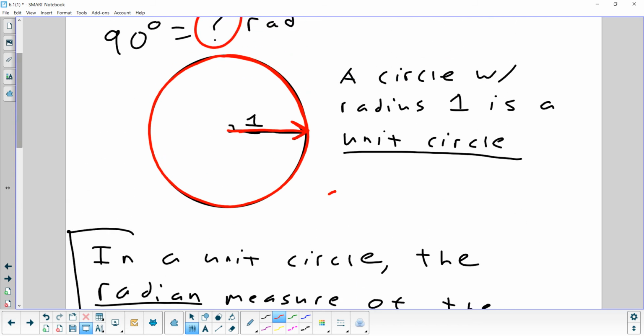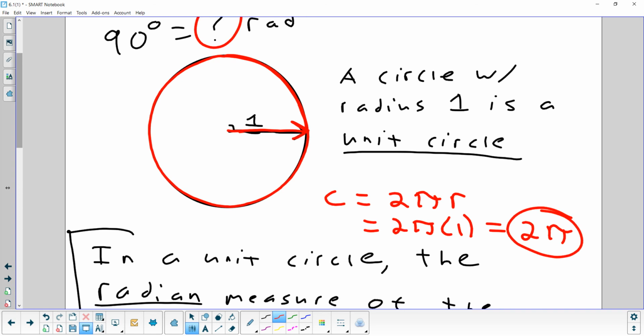So what's my formula for the circumference of a circle? Yep. 2 pi r. And we are working with a circle that specifically has a radius of what? Francesca? 1. 2 pi times 1. How much is 2 pi times 1? Yeah. 2 pi. So the length of this arc in red that I just drew is 2 pi. What is the length of the arc equal to?